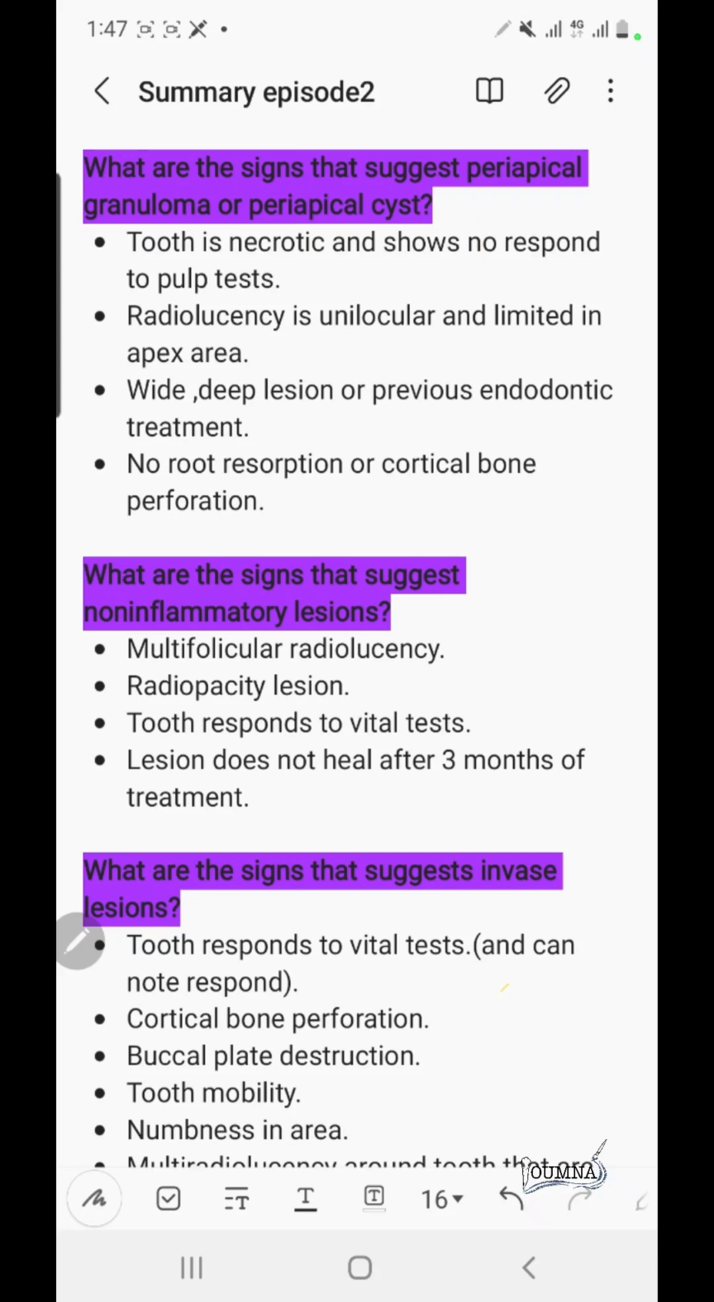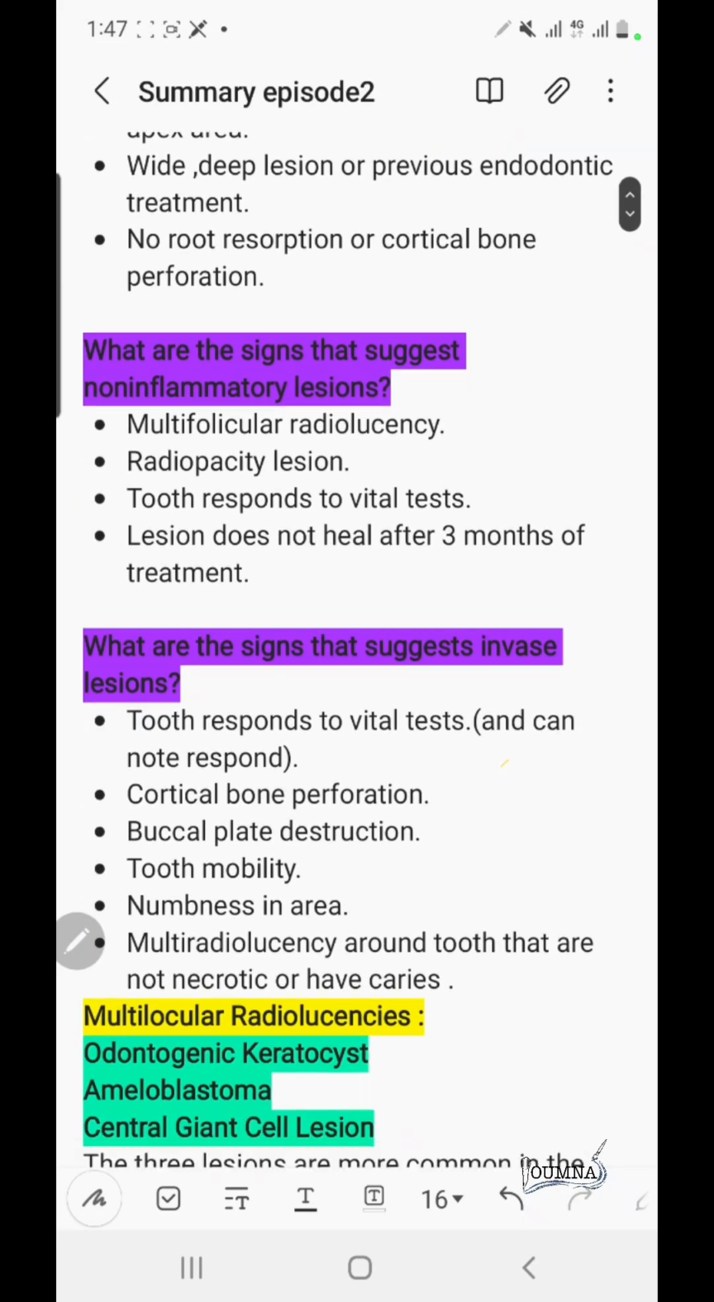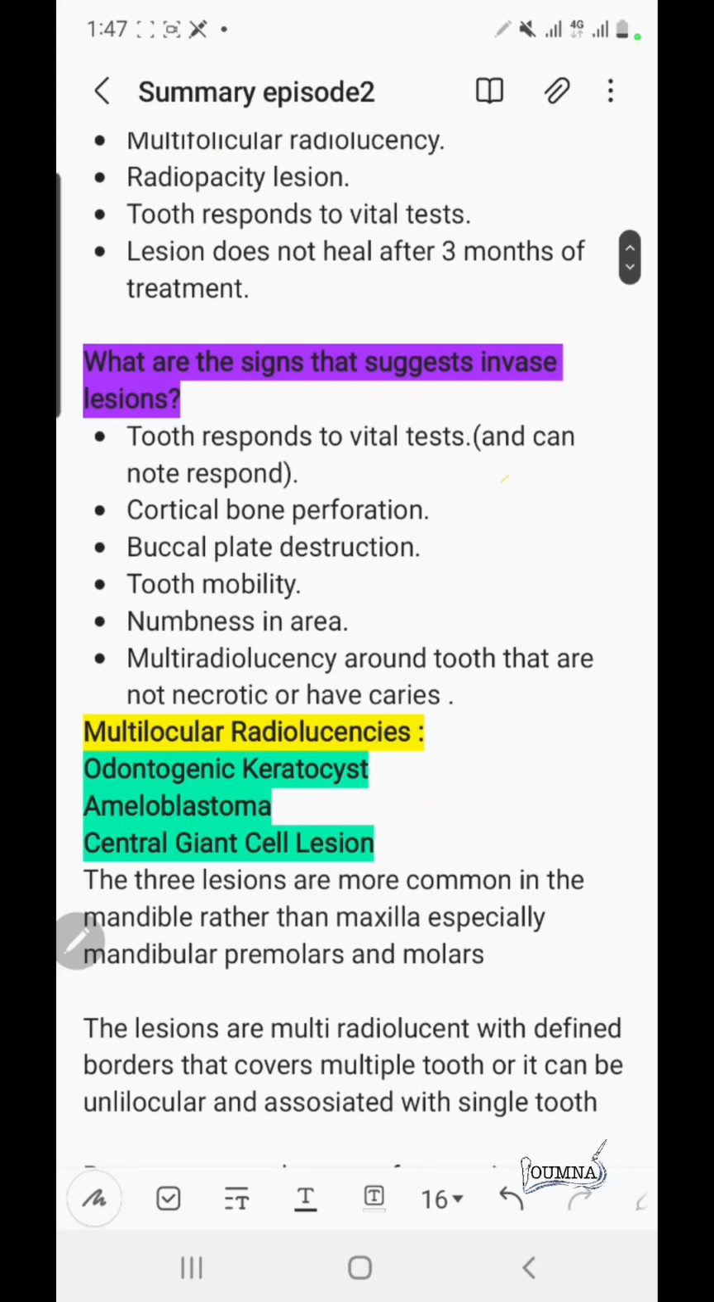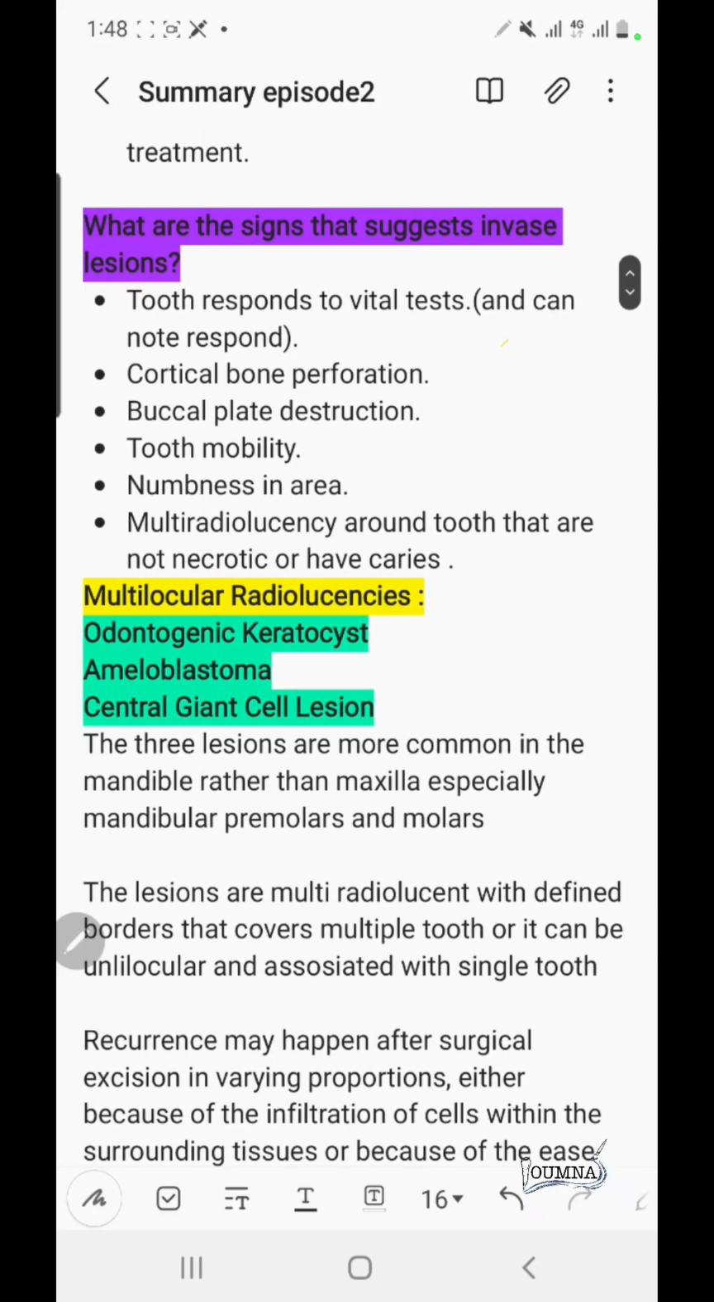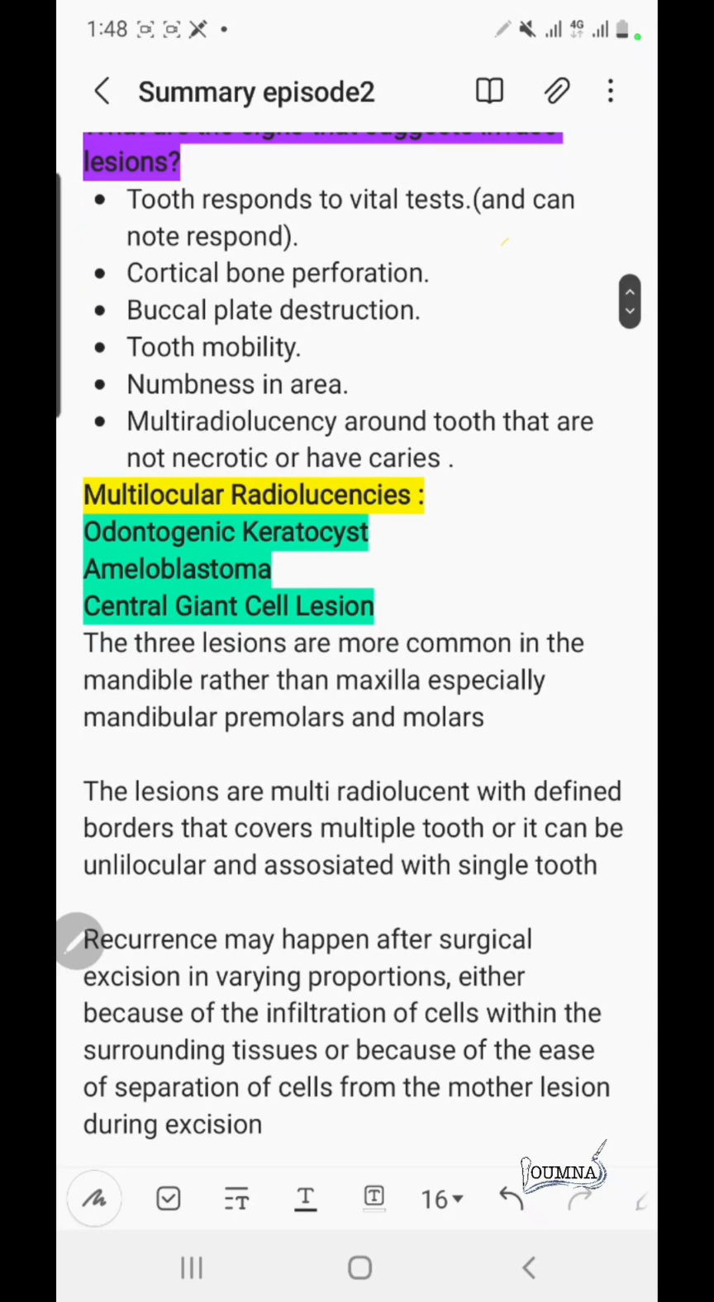What are the signs that suggest non-inflammatory lesions? Multilocular radiolucency, radiopaque lesion, tooth responds to vital tests. Lesions do not heal after 3 months of treatment. What are the signs that suggest invasive lesions? Tooth may or may not respond to vital tests. Cortical bone perforation, buccal plate destruction, tooth mobility, numbness in the area, multi-radiolucency around a tooth that is not necrotic or does not have caries.